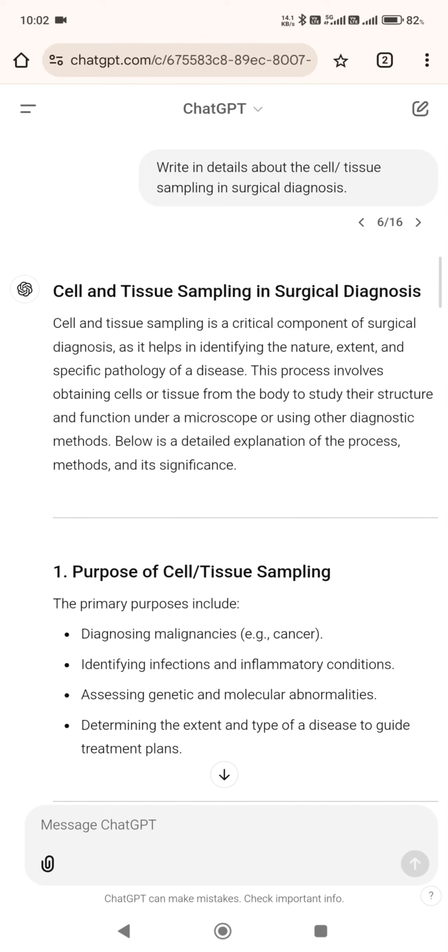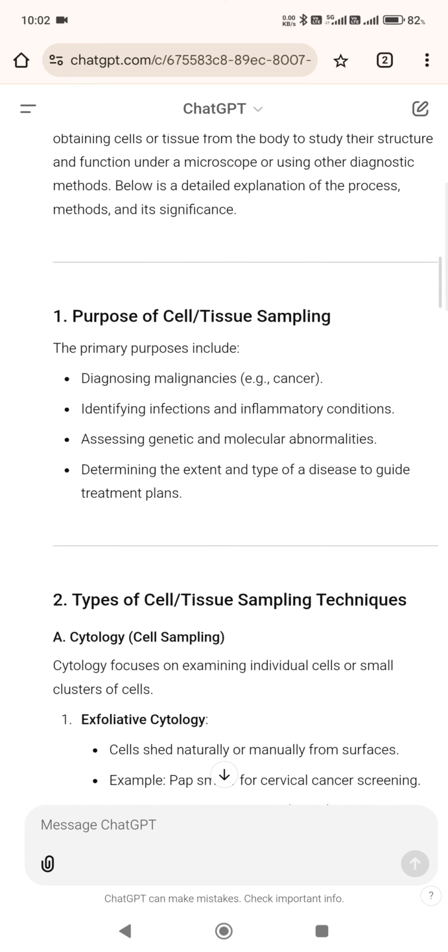Cell and tissue sampling in surgical diagnosis. Cell and tissue sampling is a critical component of surgical diagnosis as it helps in identifying the nature, extent, and specific pathology of a disease. This process involves obtaining cells or tissue from the body to study their structure and function under a microscope or using other diagnostic methods. Below is a detailed explanation of the process, methods, and its significance.